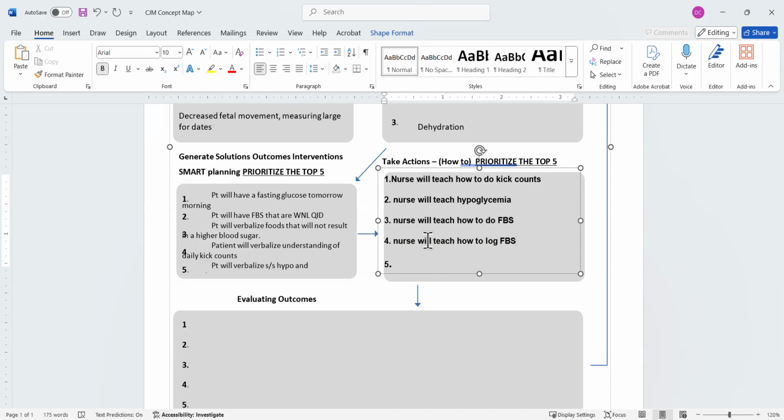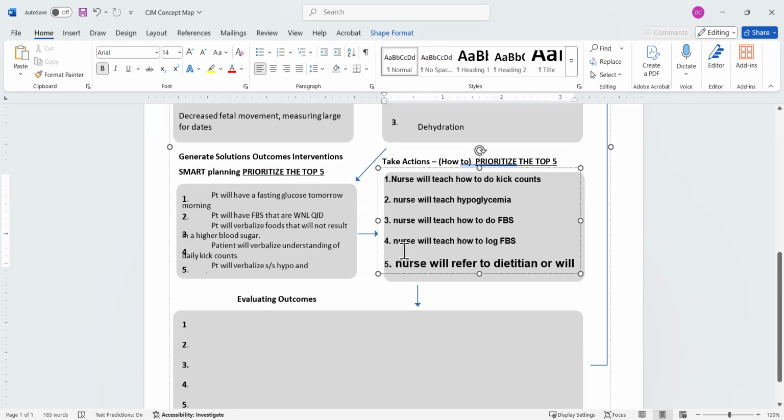And then the nurse will refer to dietitian. Or will teach appropriate diet. All right. And I hope that makes sense.